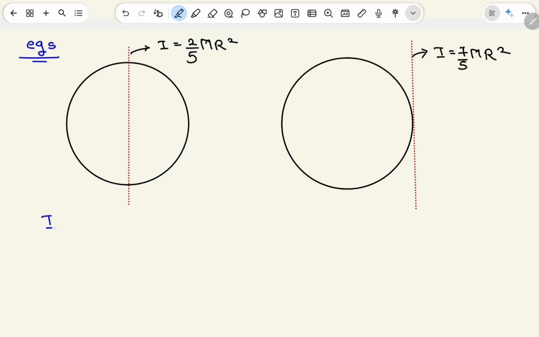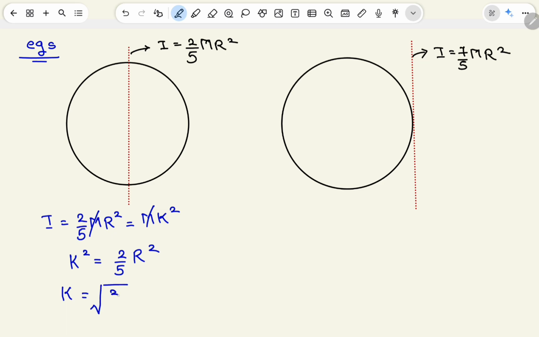Okay. So I have been given that I is equal to 2 by 5 mr square. Now, as I said, to find out the radius of gyration, I have to equate it to mk square. Now, m is nothing but the mass of the same body. So we can cancel m, and finally what we get is k square is equal to 2 by 5 r square, and k is equal to under root 2 by 5 r.